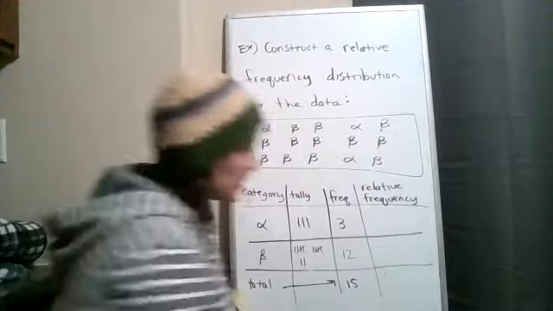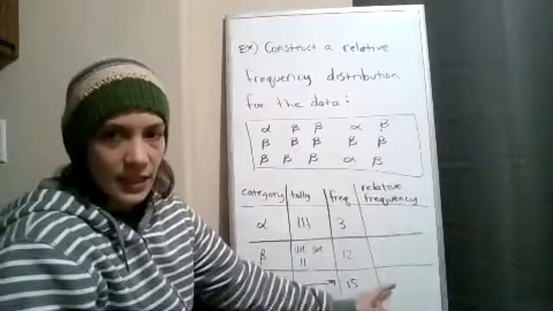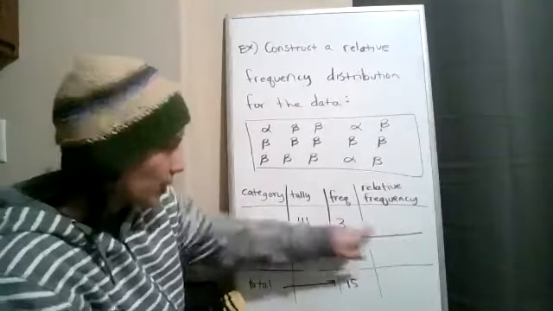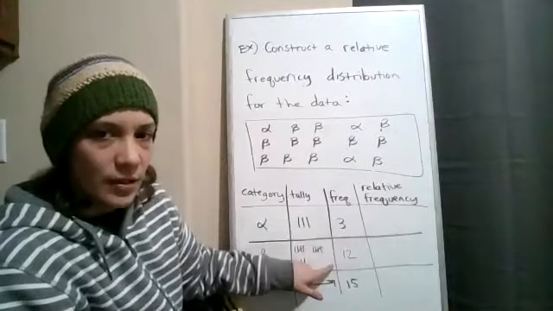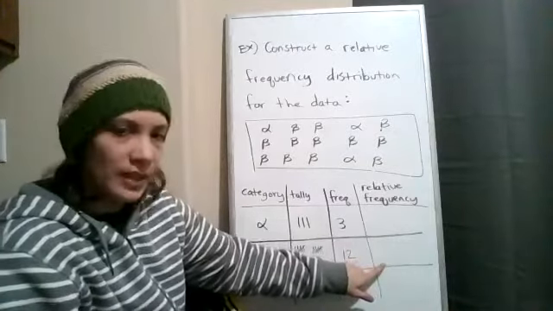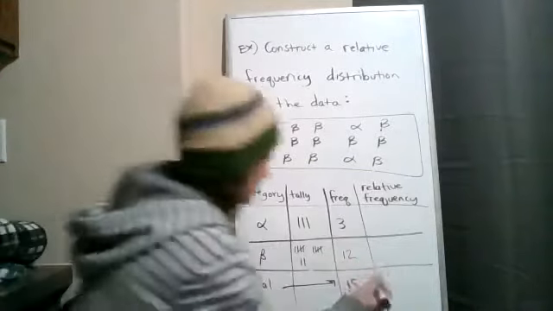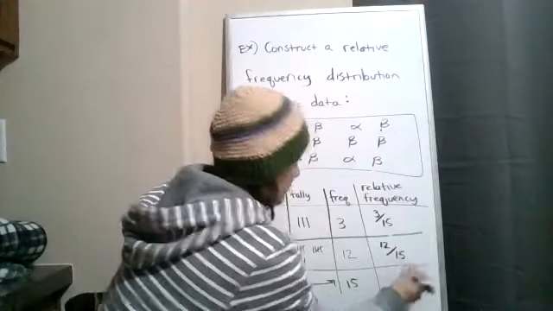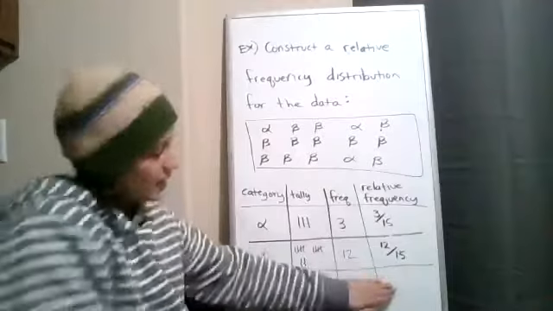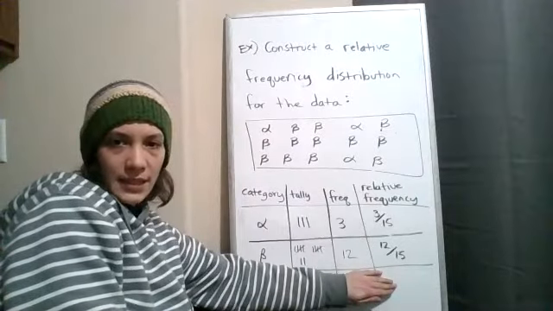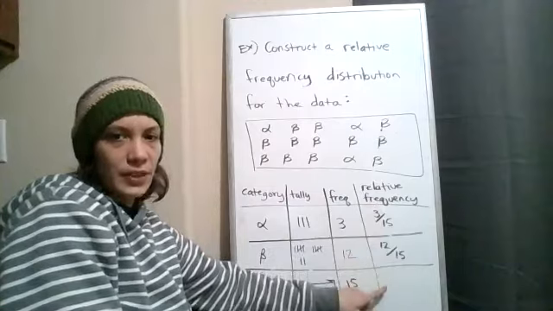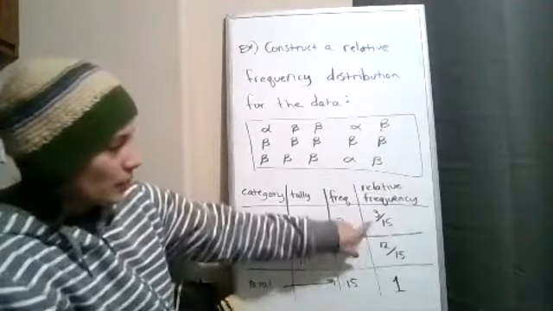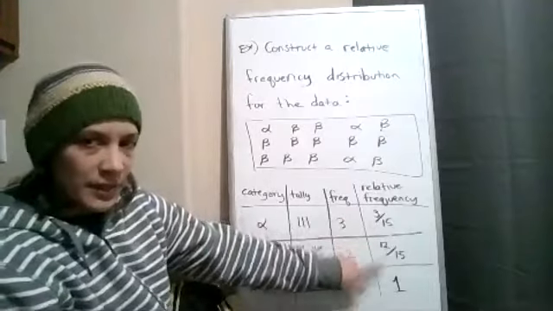As a fun fact, every time you add these up, you're going to have 1 total here. Anyway, 3 over 15 is this relative frequency, 12 over 15 is the other relative frequency, and that's it. Usually this part is just scratch work, but this total does equal 1 every time. 3 over 15 plus 12 over 15 is 15 over 15, which reduces to 1.